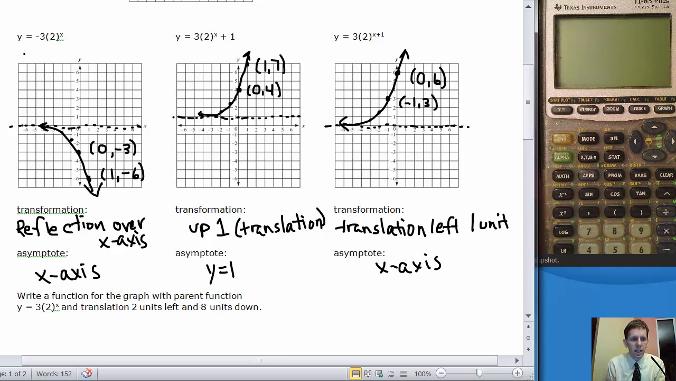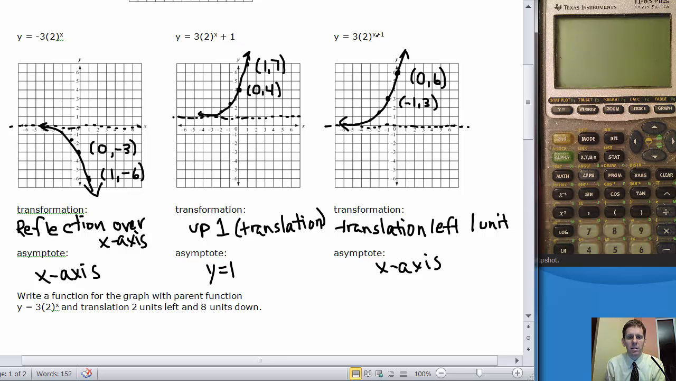So to recap, if you have a negative number on the outside, this is basically reflecting your graph over the x-axis. If you have a plus 1 on the outside, this is going to deal with a vertical shift. Plus is going to be in the positive direction or up. A minus would be in the negative direction or down.